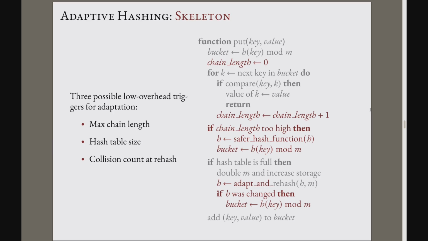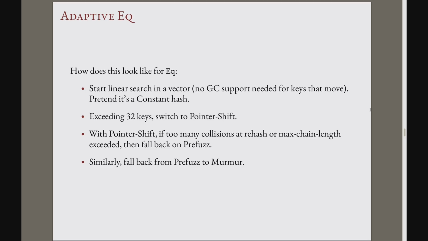And we can compute this easily, cheaply at rehash time when we need to iterate over the keys anyway. So how does this look for an EQ hash table? We start with a linear search, like normal people do, up until a certain size, and linear search in a vector. Now, the good thing about this is that it's faster, of course, for small sizes.